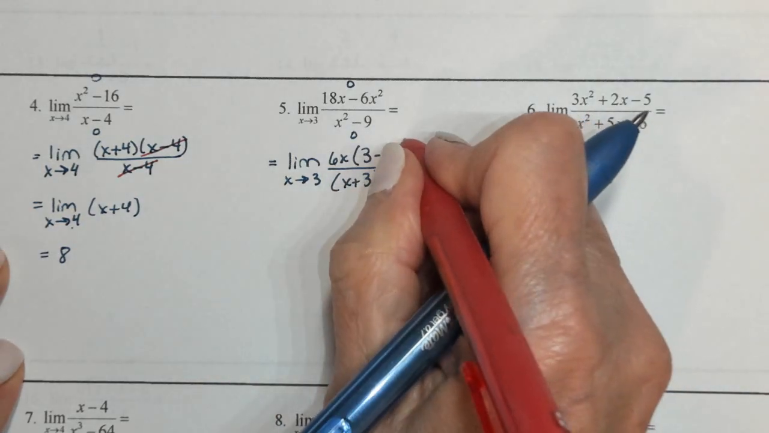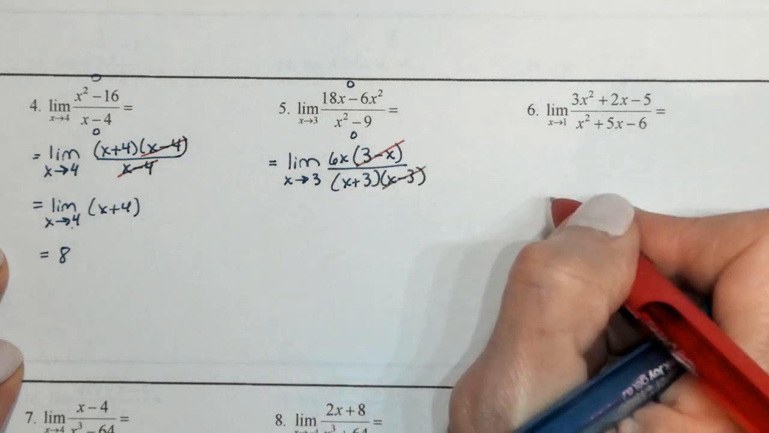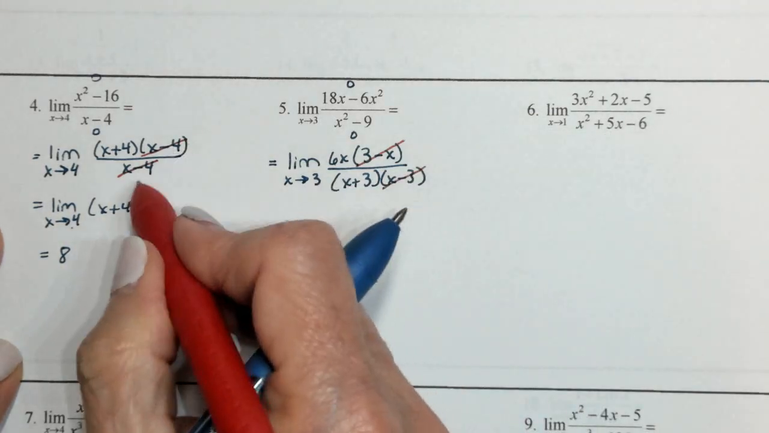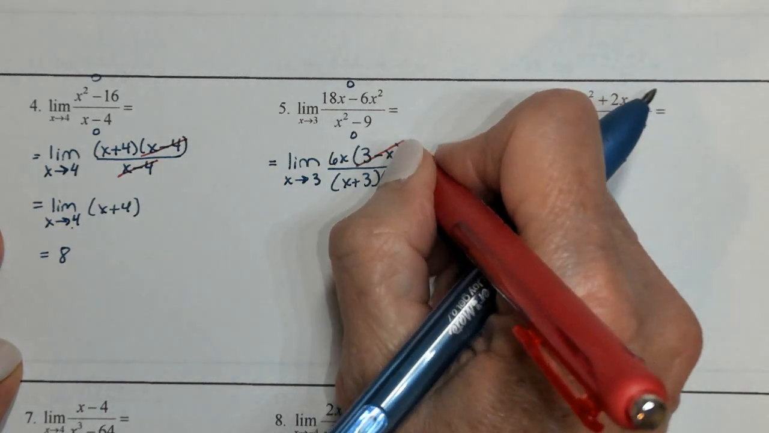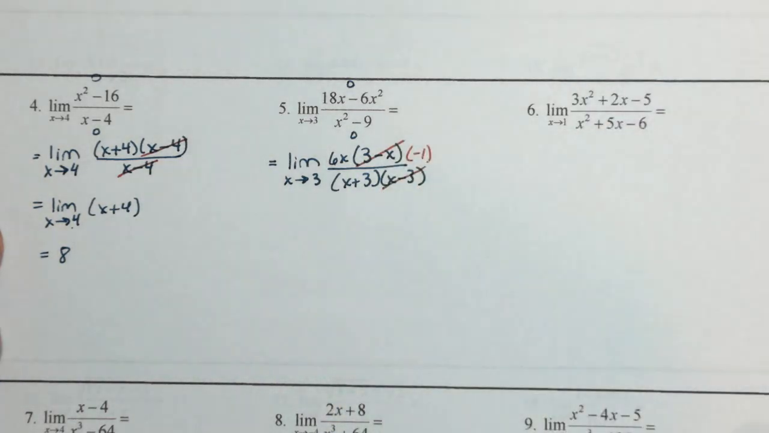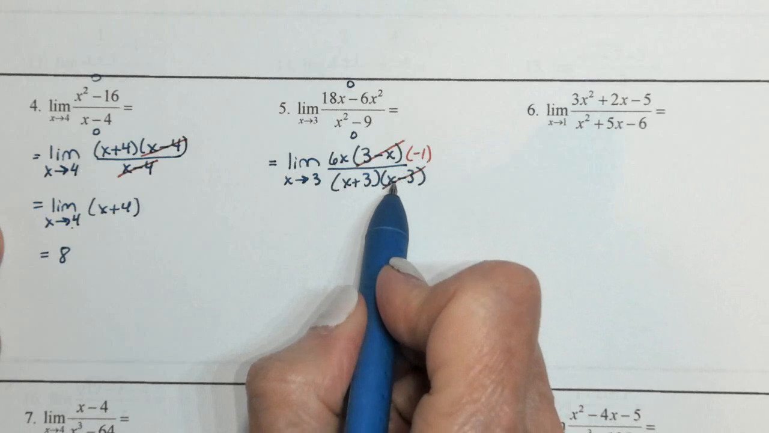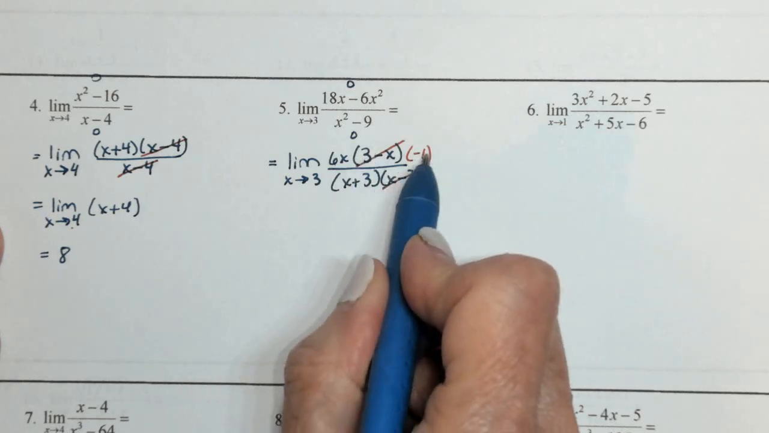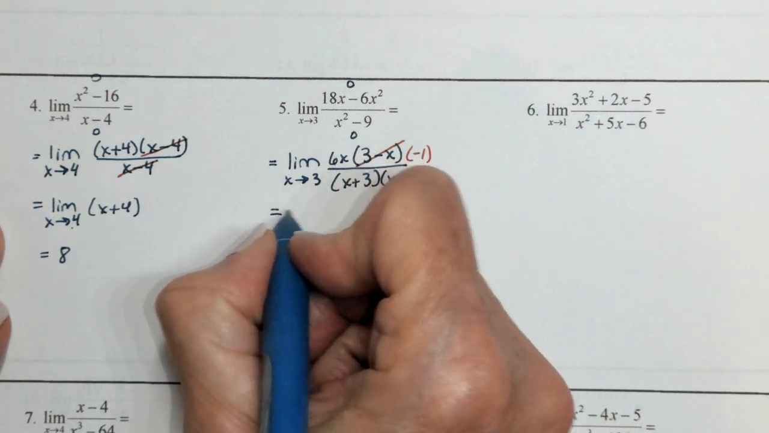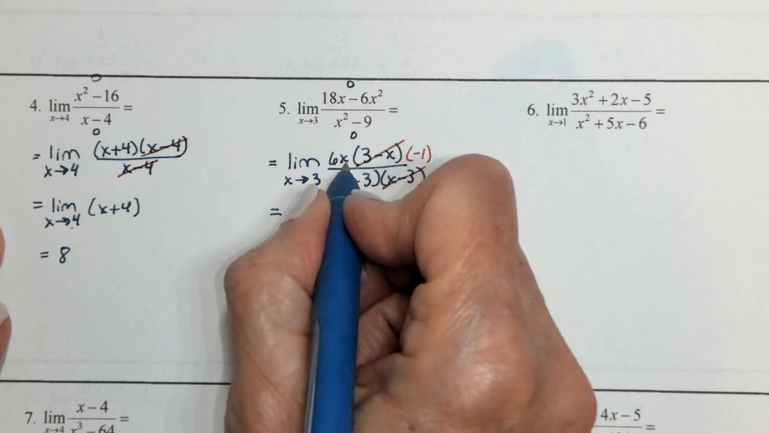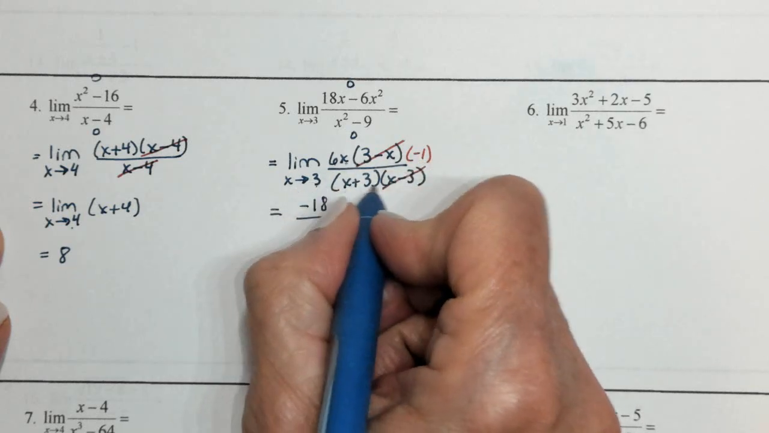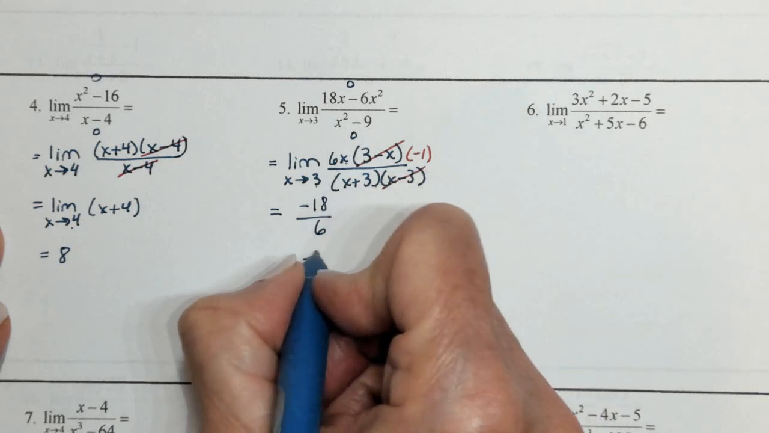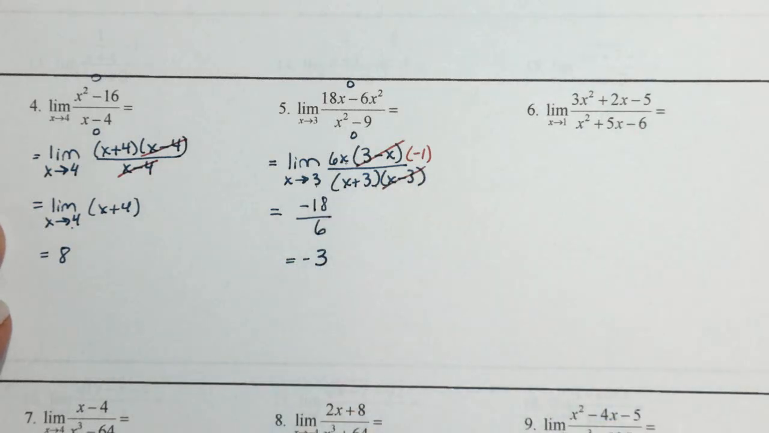Okay, these reduce. However, they do not reduce to 1. These reduce to a -1 because it's 3 minus x and x minus 3. So they reduce to a -1. Now I'm putting 3 into my remaining x's, and I have 18 times -1 divided by 6, so this is -3.